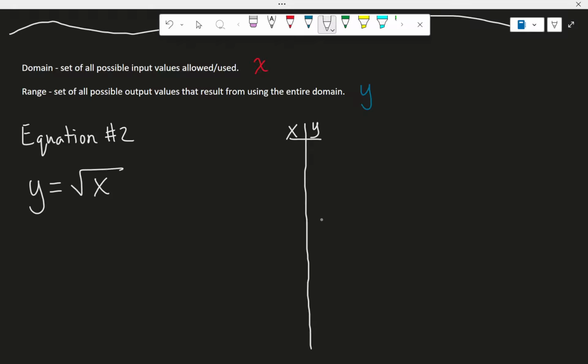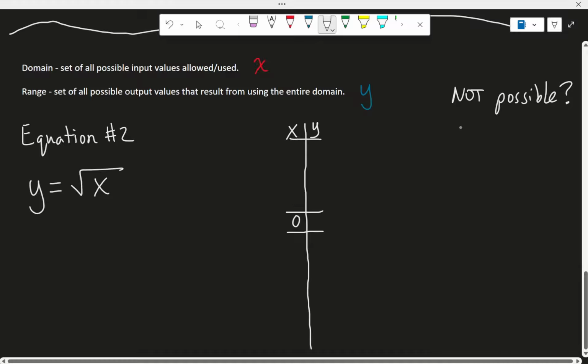First thing I'm going to do is plug in maybe a 0. In fact, if you saw my last video, plugging in a 0 was actually the bad thing. So let me try that. Remember, we're looking for all possible input values, and one thing to consider is what is not possible as an input or even as an output. And so is 0 possible to plug in? Well, let me try it.